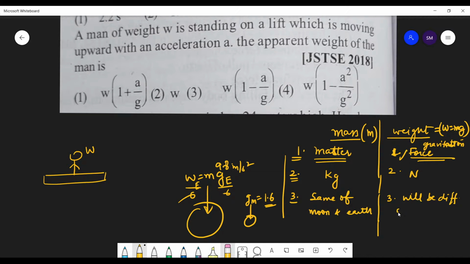Weight will be different on different heavenly bodies, on different planets. So the moon is a satellite of the earth. Okay, so that's the difference between mass and weight. Now here in this question it is weight. So this is the weight of the man, and he is standing on the lift, and the lift is moving upward with acceleration A. So what is the apparent weight of the man?